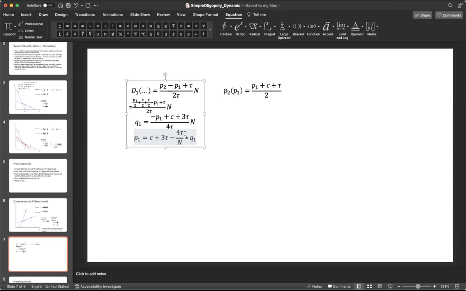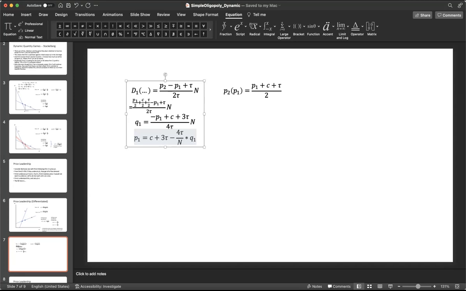Well, you can write out the profit function, which is just P1 times Q1 minus C, the marginal cost, times Q1. Notice that you won't really use tau as part of your marginal cost, because in this case, it's the consumer who will go to you. Okay, so you can do that.